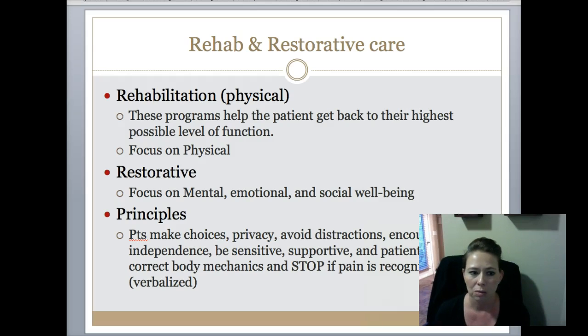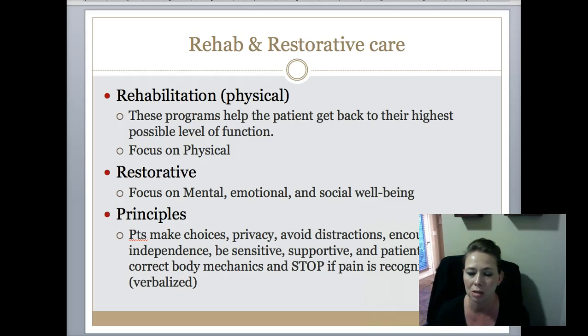If you decide to work in this kind of program, you're making sure that the patient gets to make choices, that you're providing privacy, you're avoiding distractions, you're encouraging them to have independence, you're being sensitive to their needs, and maybe they're just not being able to perform where you think, so be sensitive towards that. You're being supportive and you're being patient.